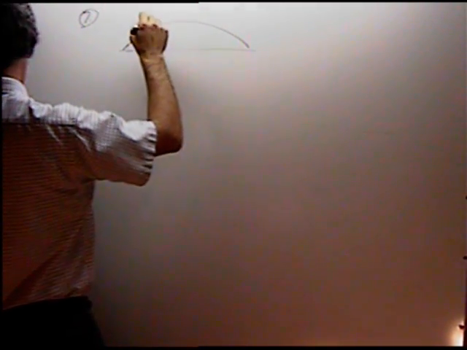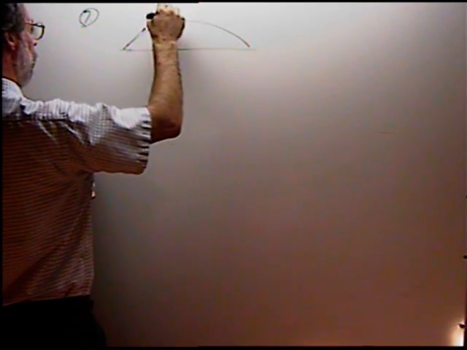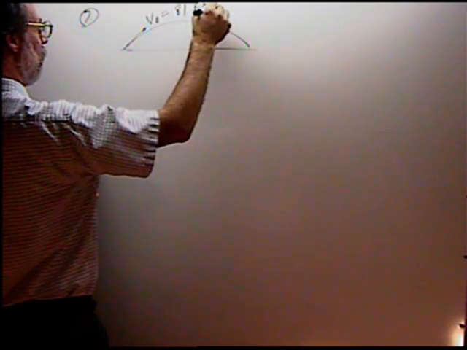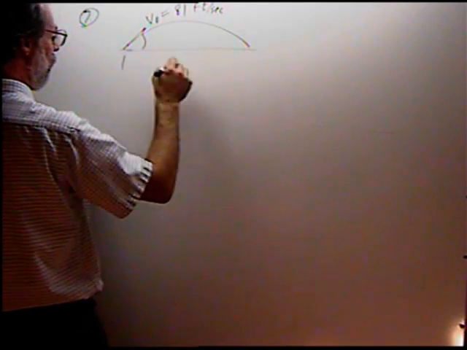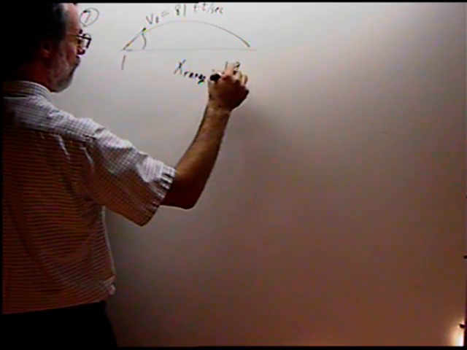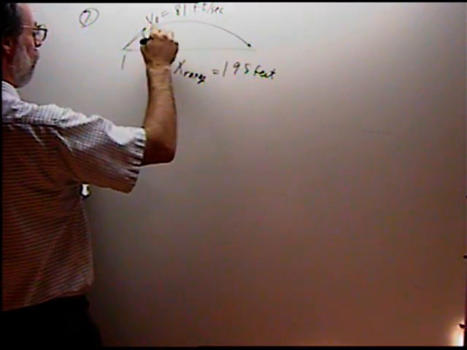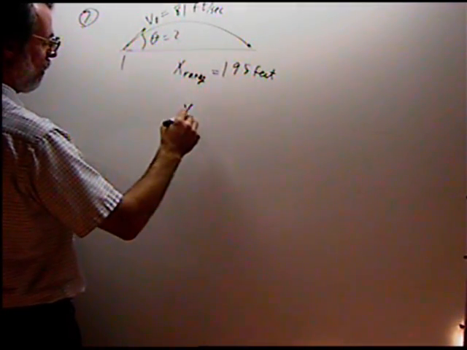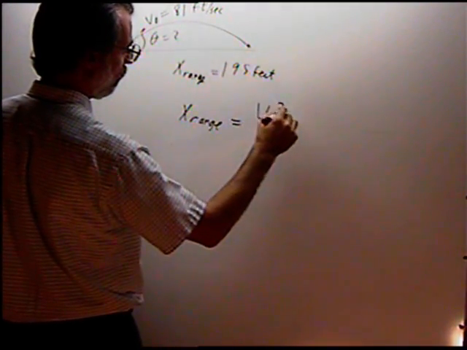We know that the initial velocity is 81 feet per second. We know that the x range is 195 feet. The question is, what is the angle? The angle is equal to what? Well, this is really just the range equation where we solve for the angle.